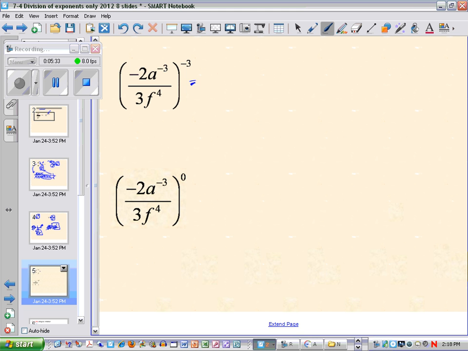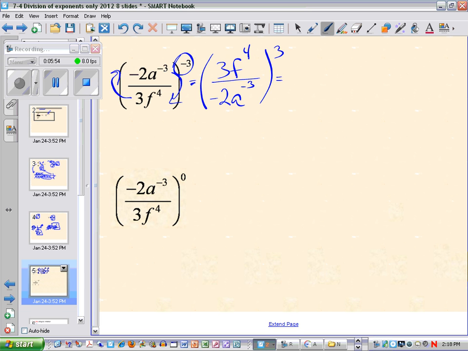So let's flip it, get our reciprocal. So that becomes 3f to the fourth on top. Negative 2a to the negative third in the denominator. And since we flipped it, we're going to change the negative 3 to a positive 3.